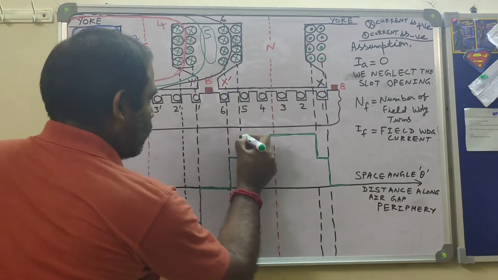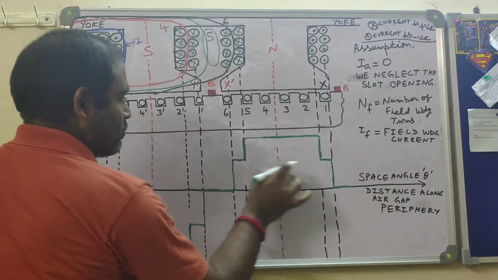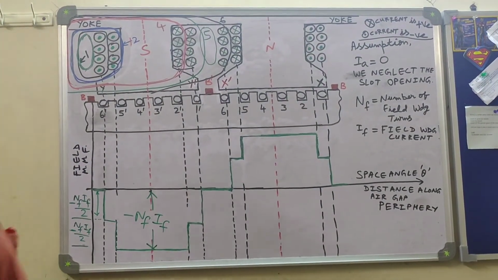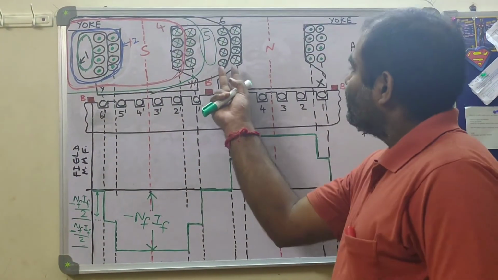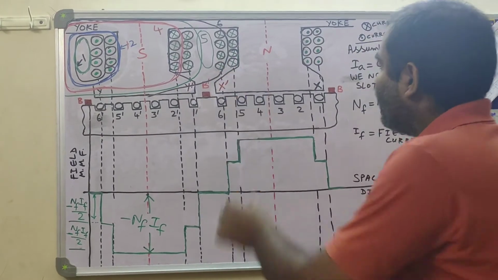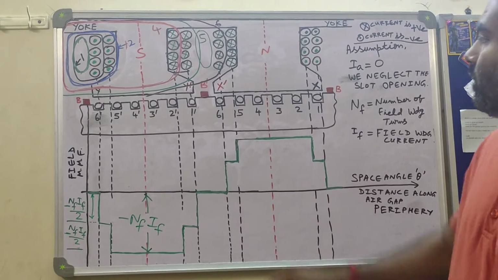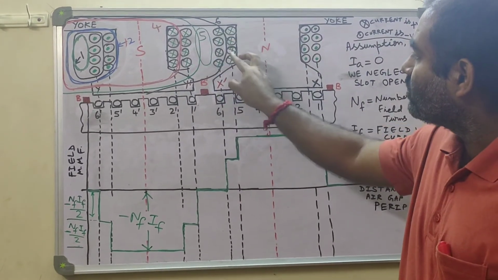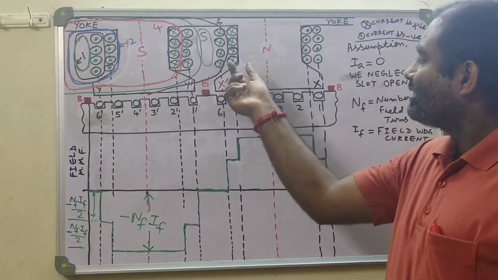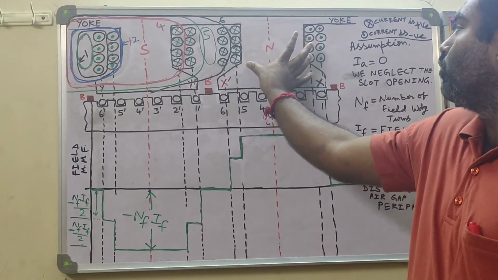Now we need to do some simplification. What sort of simplification am I talking about? Please note that the thickness of this layer of conductors will be much narrower compared to the width of this pole. So the thickness of these field winding conductors is thin compared to the width of this field pole.